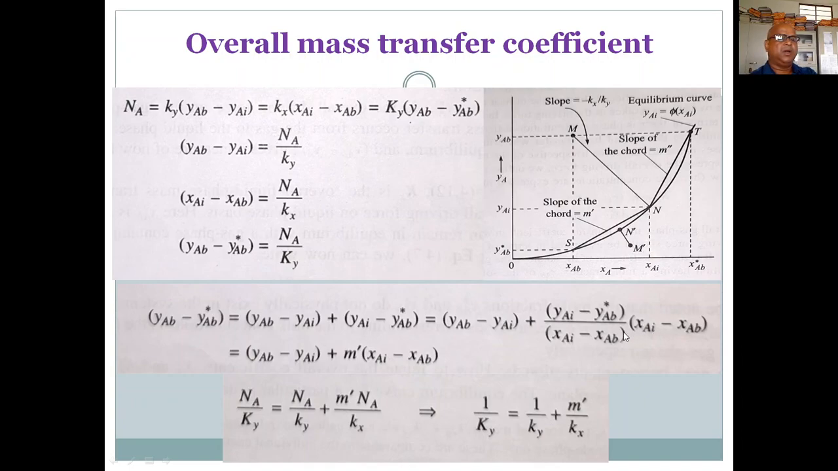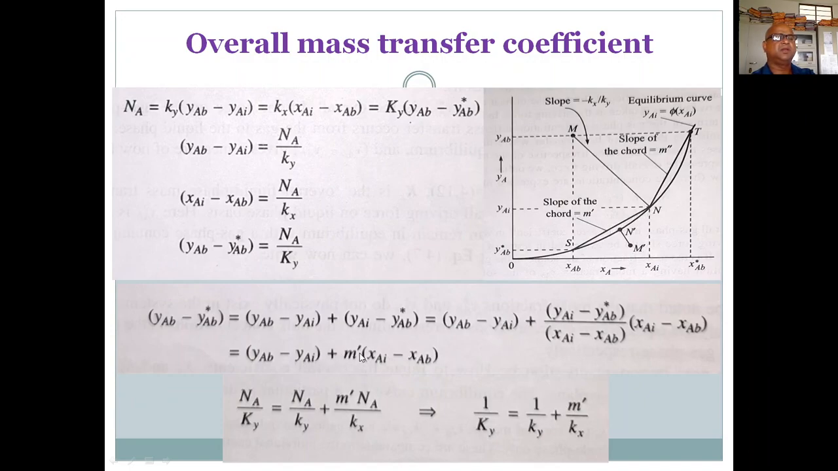Now what I can write, so this part is same and this part is same, and now what is Yab minus Yi minus Yab star, this minus this by this minus this. So that is nothing but the slope of this line, this point and this point. If you see, this minus this by this minus this, so this is the slope of Sn. Okay, this is the m dash.